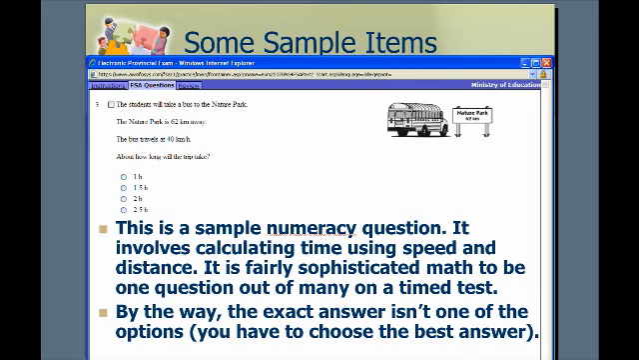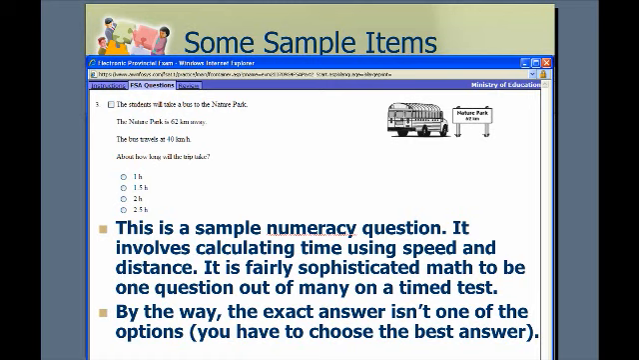And the question is, the students will take a bus to the nature park. The nature park is 62 kilometers away. The bus travels at 40 kilometers per hour. About how long will the trip take? And then 4 choices are available to students, and they're meant to point their cursor using the mouse at one of the circles by the choice that they would like to select. They click on it, and then they click on the box up by the number 3 to indicate that they have finished that question.